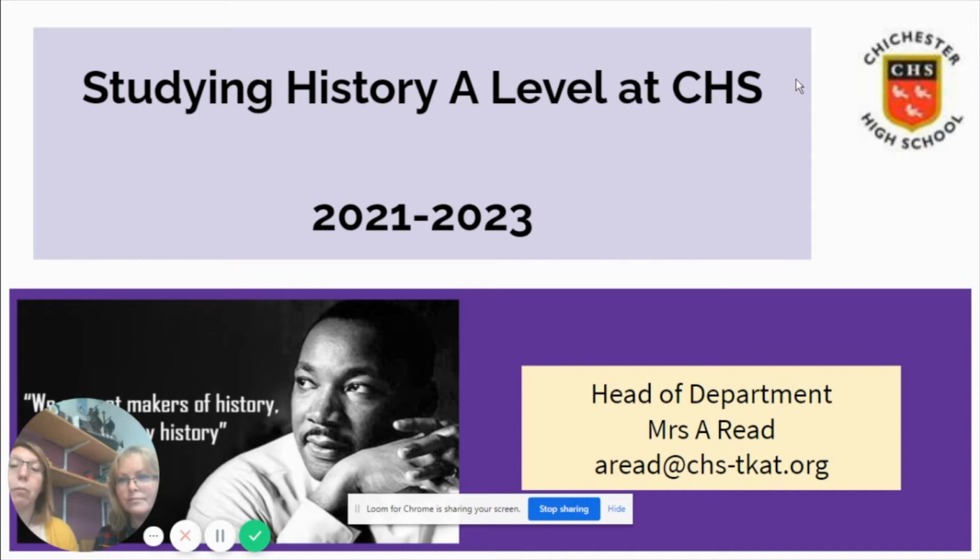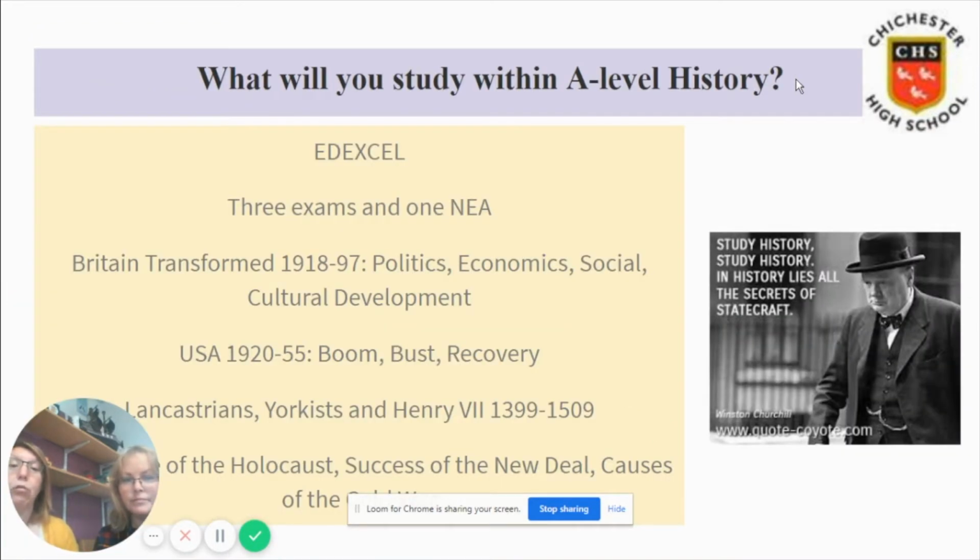So we're just going to start off by going through what we do as a course. Here at Chichester we follow the EdExcel exam course at A-Level, and we have done for a number of years. So we have some experience in teaching this and understand how the exam process works. We take 3 exams and 1 NEA, and we divide those exams up between us and teach them. So I'm going to hand over to Ms. Silcock first, who's going to explain a bit about Britain Transformed 1918 to 97.